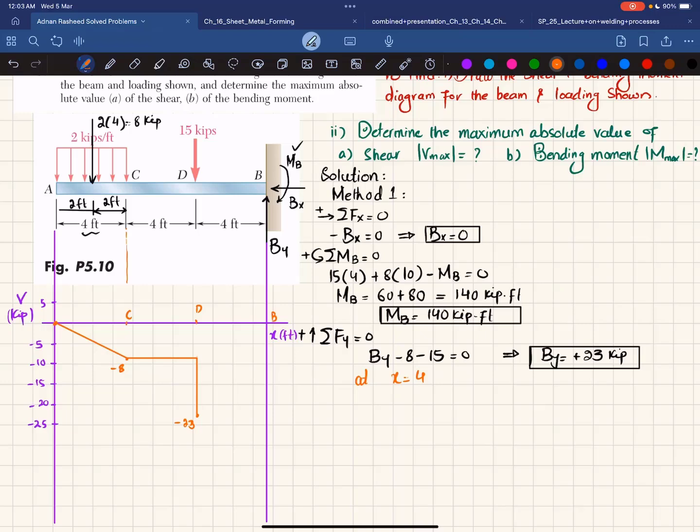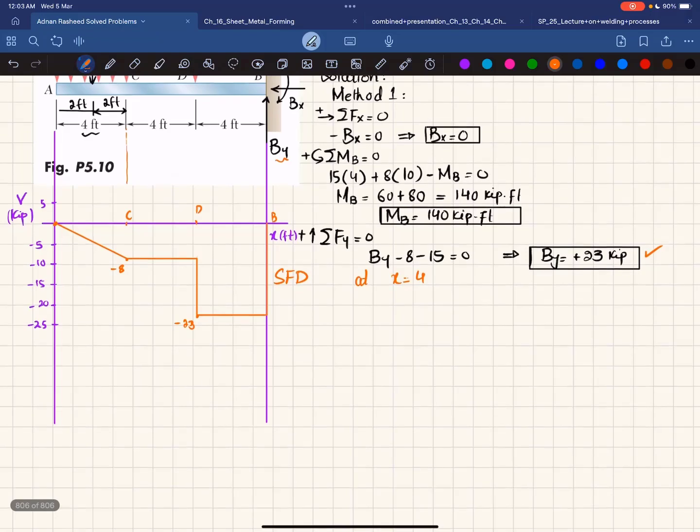And again moving from D to B, there is no other shear force. It will remain same horizontal. And at the end, you can see you have By, which is plus 23. So minus 23 plus 23 will give you 0. So this is your shear force diagram. Clear? And we will now move toward bending moment diagram.